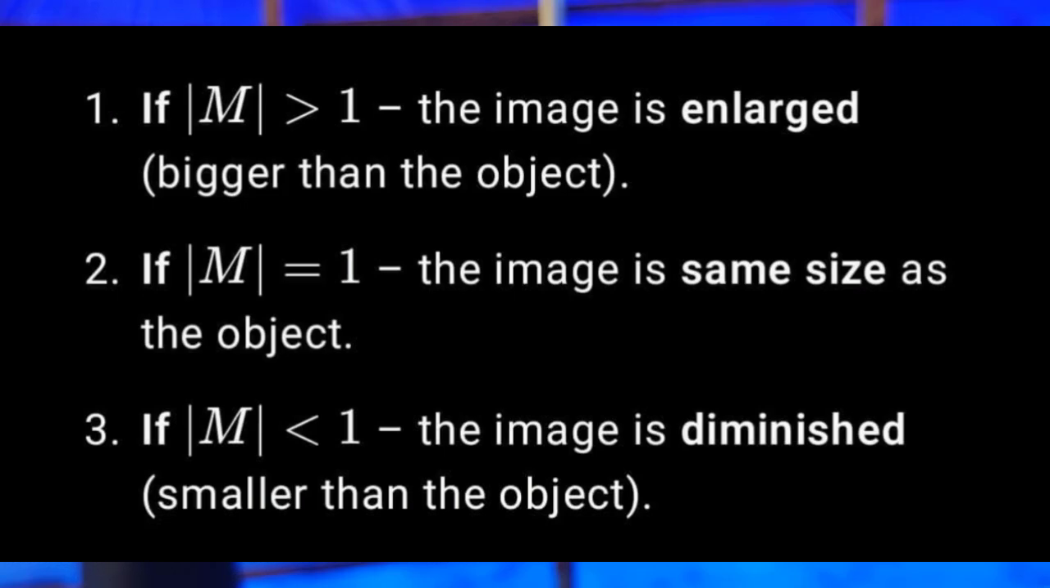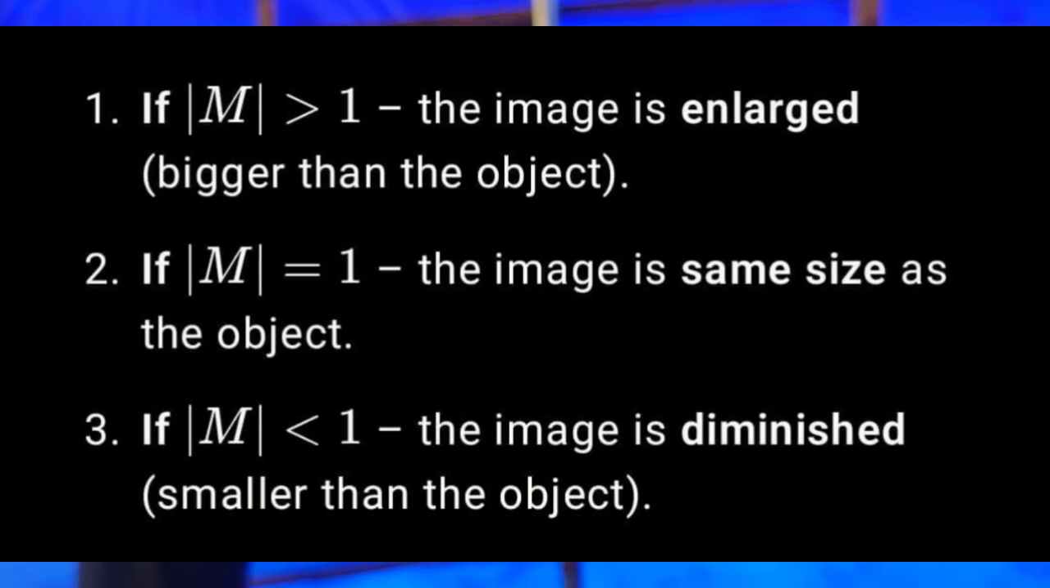the image is enlarged, meaning it is taller and bigger in size than the object. Absolute value of your magnification means that even though it's negative or positive, you must take it as positive. The absolute value of minus 2 is 2, and the absolute value of 2 is still 2. So when the absolute value of your magnification is greater than 1, the image is enlarged.